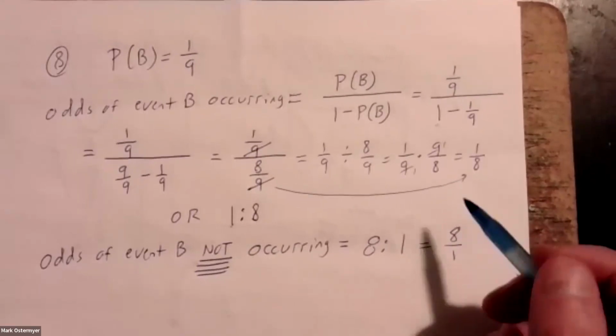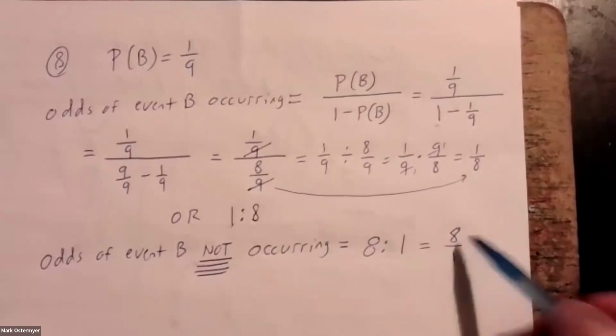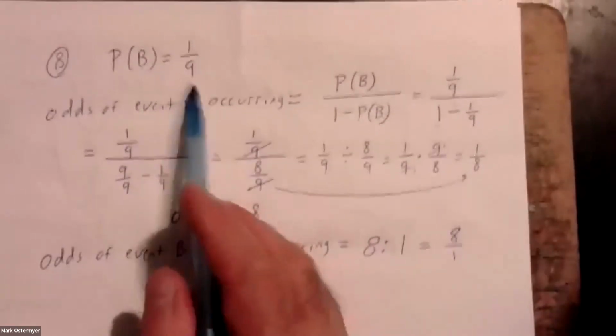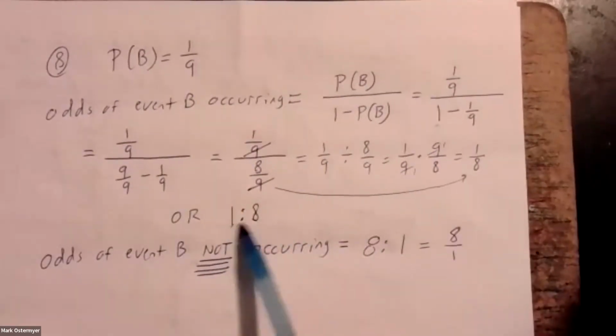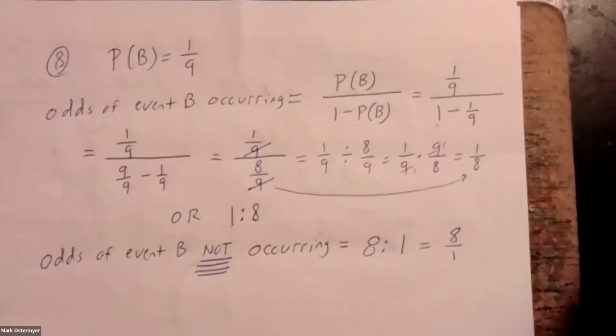That's it. So the odds of event B occurring would be 1 to 8. The odds of event B not occurring would be 8 to 1. Any questions on how I converted this probability into odds of the event occurring or of the event not occurring? Any questions how we did?